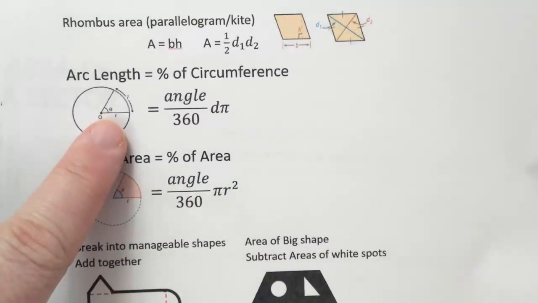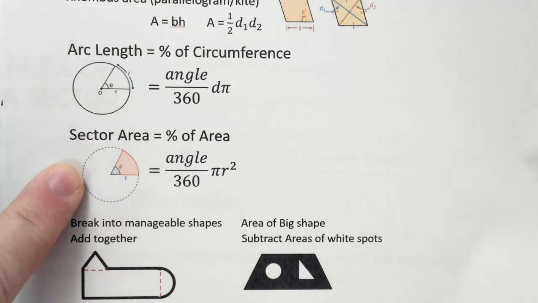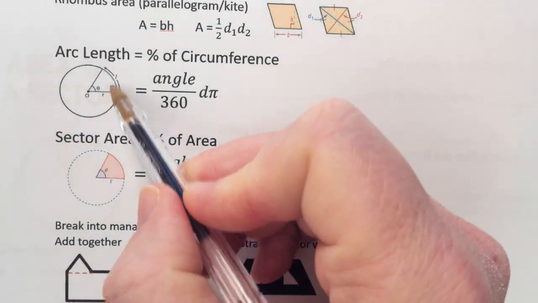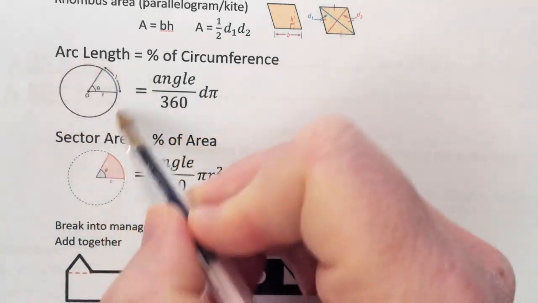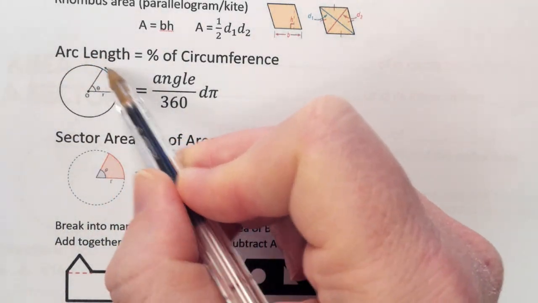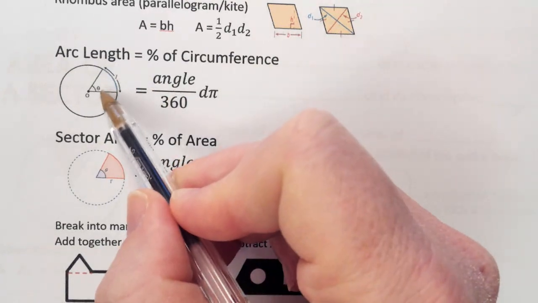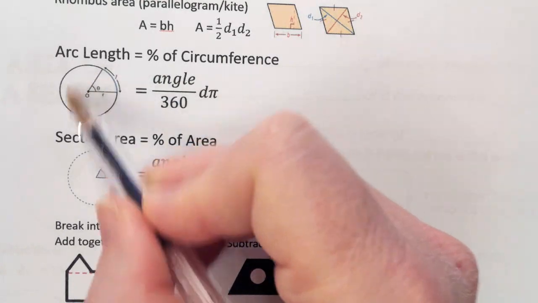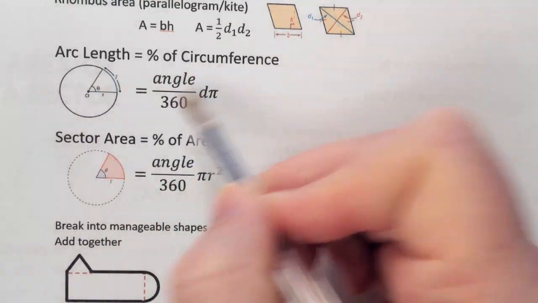Now we're going to be talking about arc length and sector area. Basically, arc length is the percentage of the circumference. I don't want all the way the distance around. I just want this one little segment. So it's whatever the angle is over 360. That's what percentage stands for. Angle over 360 of the circumference.